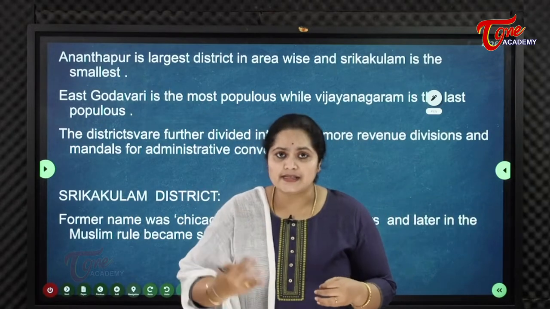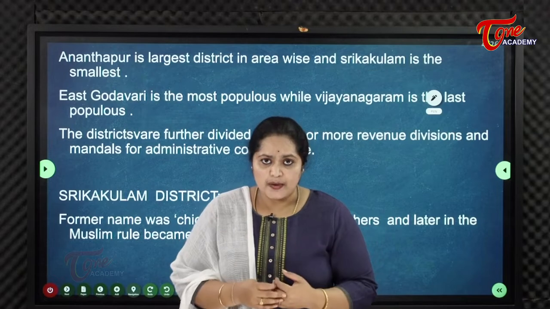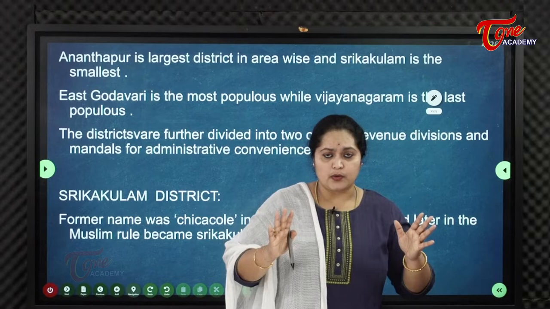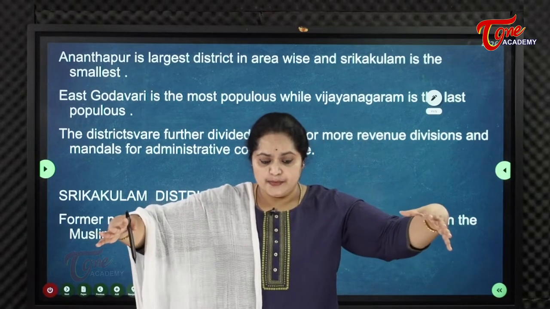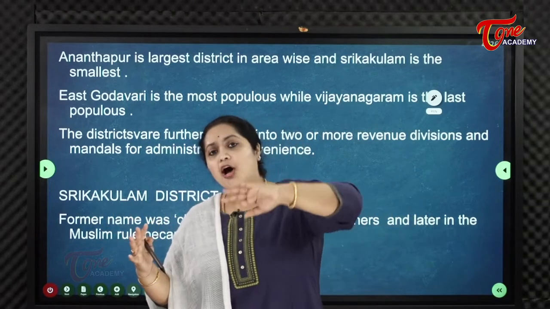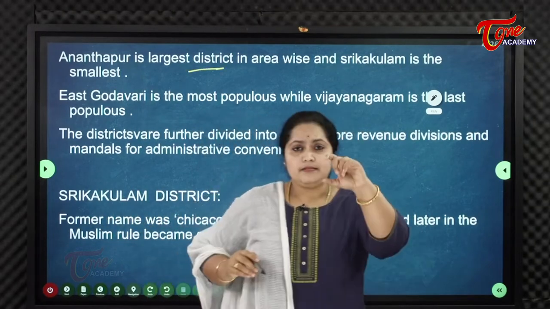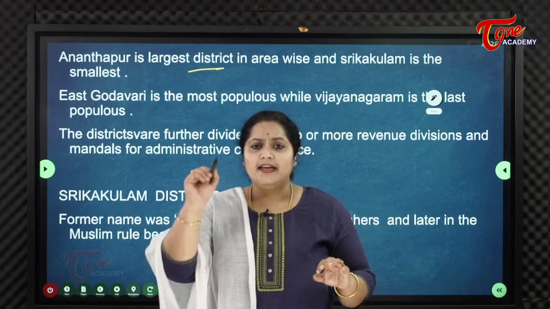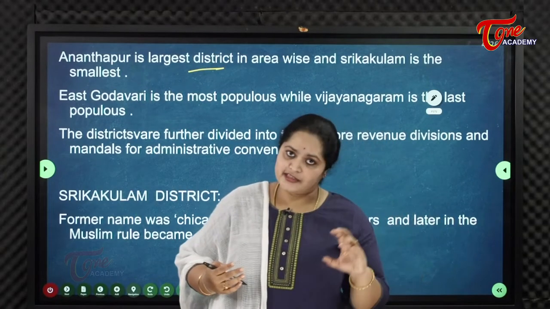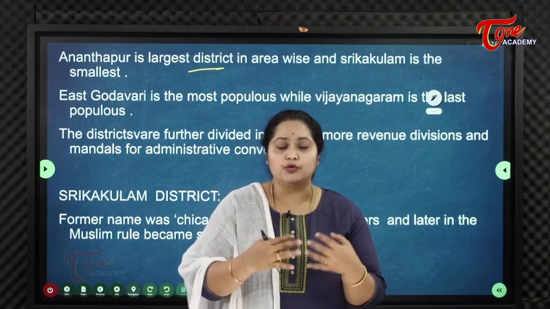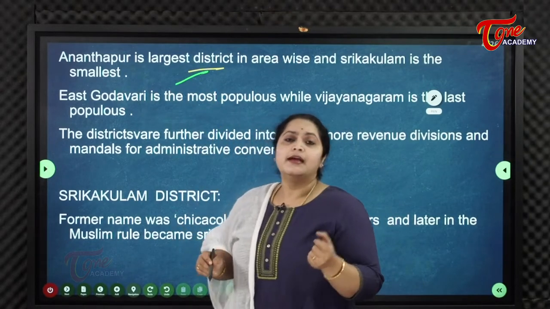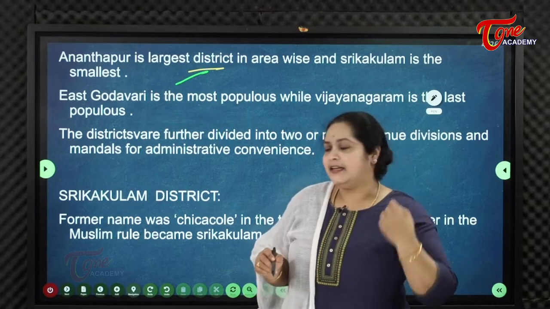Putting all 13 districts together area-wise, Anantapur is the largest district, meaning its geographical extension is larger than all other districts in AP. Srikakulam is the smallest district in area, which is in Uttar Andhra. Coastal Andhra districts are also called Uttar Andhra in Telugu. So Srikakulam is the smallest district and Anantapur is the largest in area.